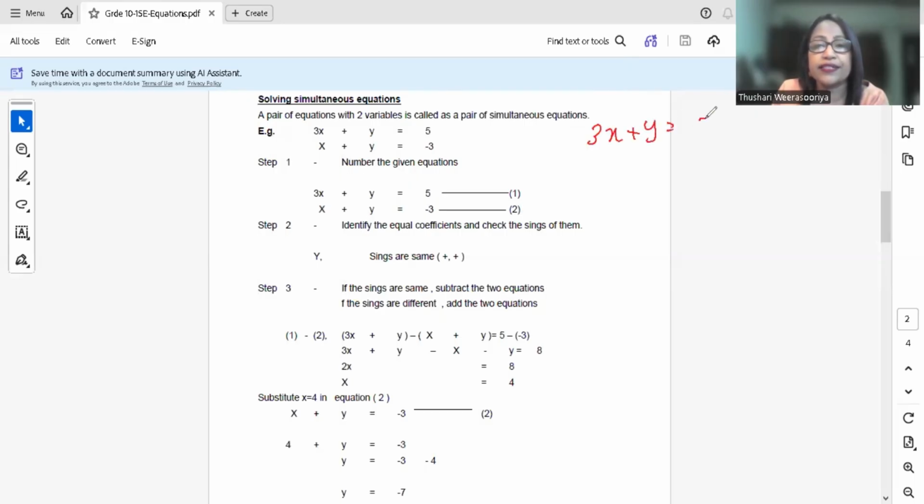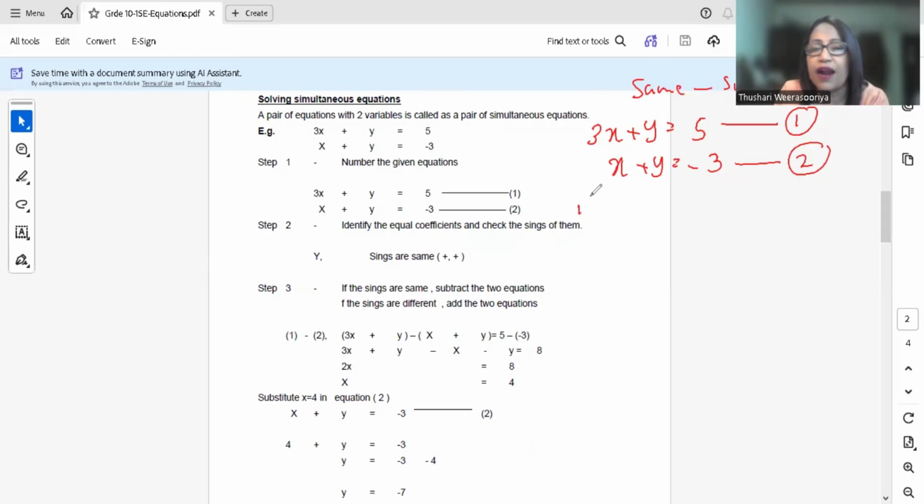3x plus y equals 5. x plus y equals minus 3. The first step, you number the equations. Can you remember? In grade 9, you number the equations. The next step, check the equal coefficients. Here the y has equal coefficients, 1 and 1. The coefficient means the front number of the algebraic term. Then check the signs. If the signs are same, you subtract.